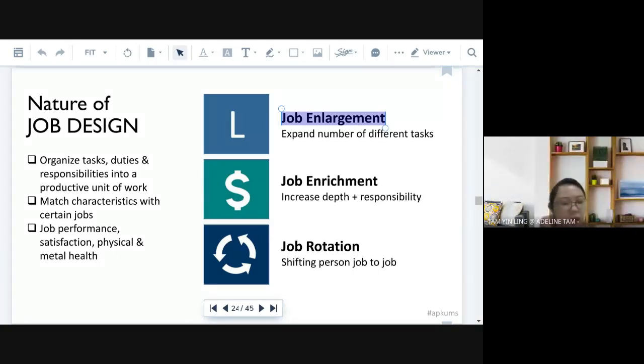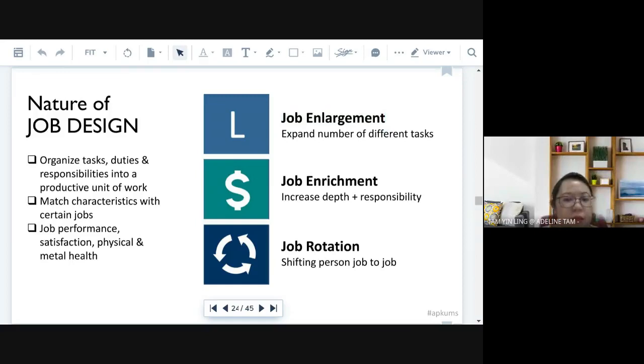All right, how about the next one, job enrichment? Job enrichment actually is where you give him more responsibility. Tanggung jawab. Responsibility means lebih banyak tanggung jawab. Bukan lebih banyak kerja saja, tetapi tanggung jawab. So in other words, it is also larger, but not just more work, it is more responsibility. So he has to be responsible for something.